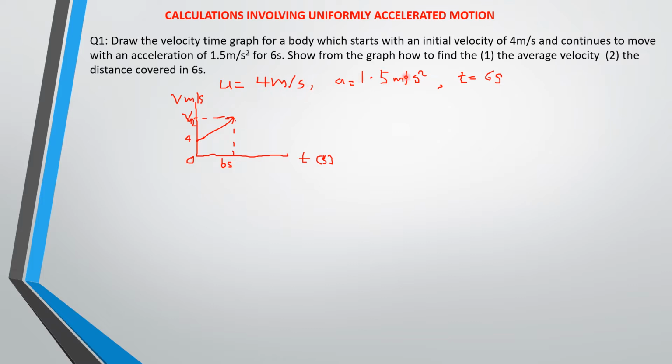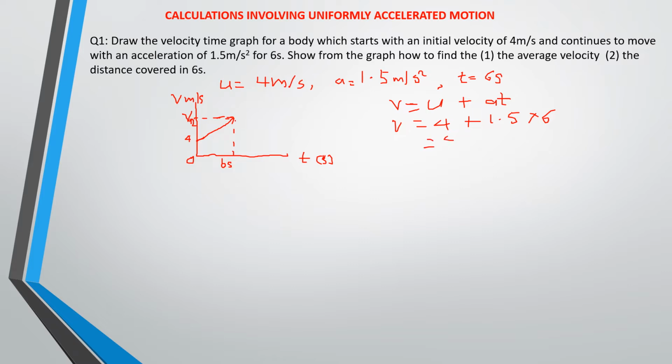To get the final velocity, you need to apply the first equation of motion. The first equation of motion says v is equal to u plus at. So substitute into this equation. You have that v will be equal to 4, which is your initial velocity, plus 1.5 multiplied by 6.